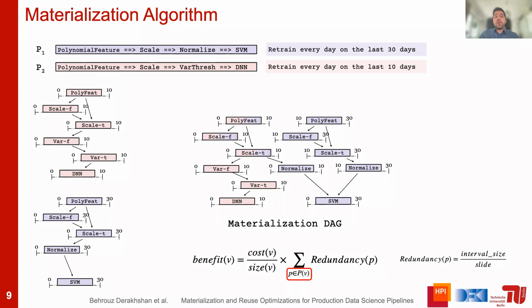For every vertex, we also have the set of pipelines it belongs to. For example, this vertex only belongs to P1, but this vertex belongs to both P1 and P2. Therefore, we should consider the redundancy of both pipelines for this vertex, which leads to a larger materialization benefit. This whole process is greedy. So once we materialize a vertex with the largest benefit, we should recompute the benefit of all other vertices and then select the vertex for materialization again.